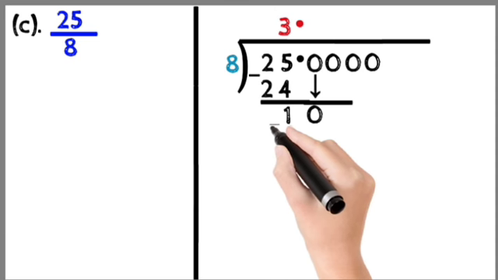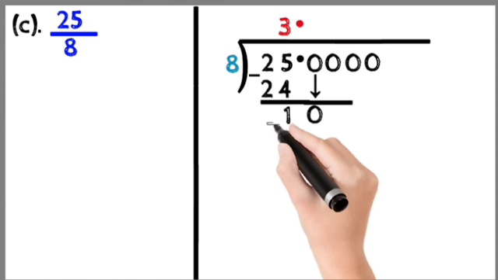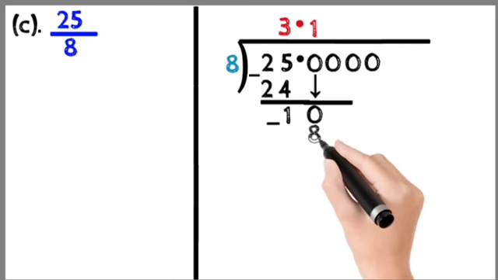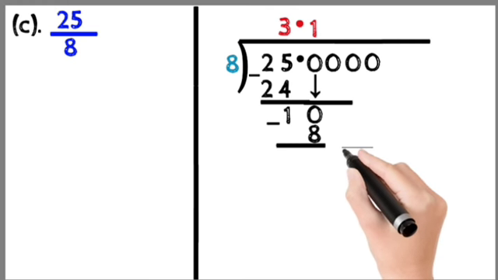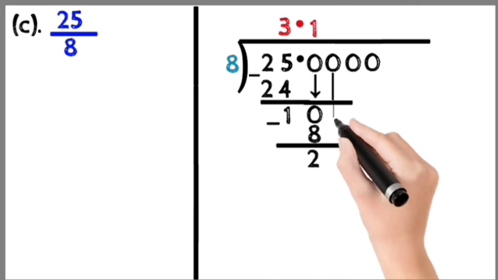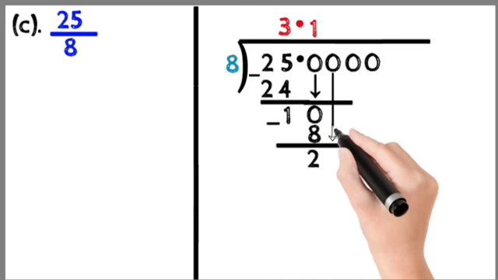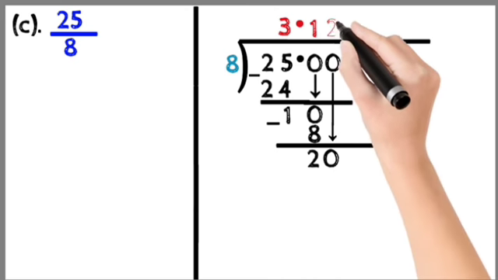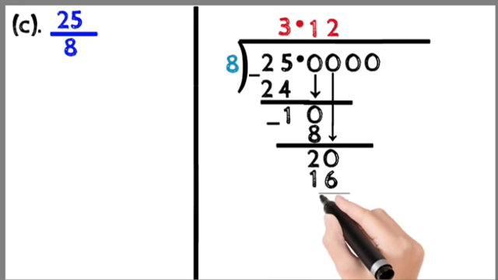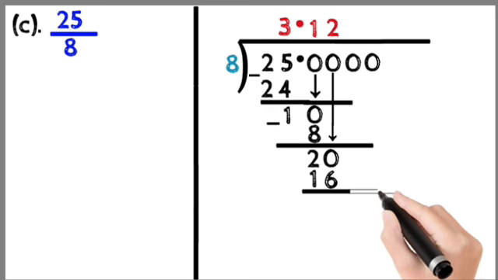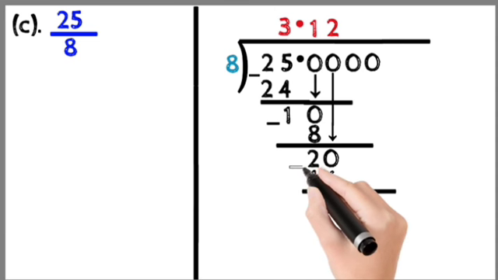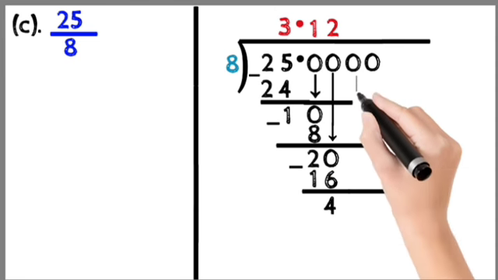So when I bring down the 0, it becomes 10, and it will go by 1. 8 1s are 8. Then subtract, and after subtraction you will get 2. Then bring down the next 0. This process is continued until the remainder is 0. So this is 20. Then 8 2s are 16. After subtraction, 20 minus 16 is 4. Then I will bring down the next 0.